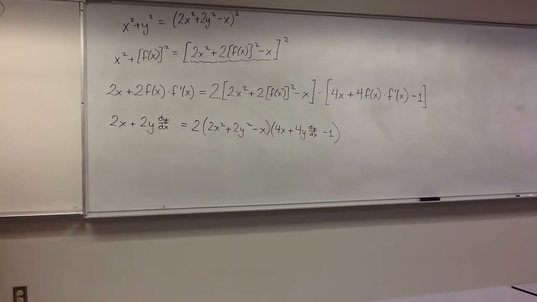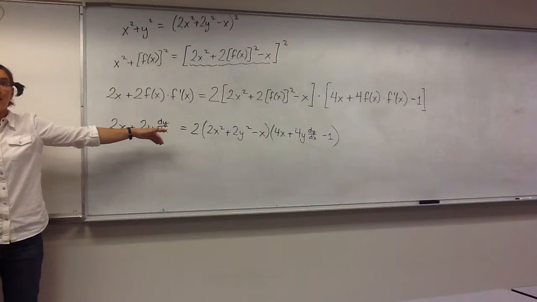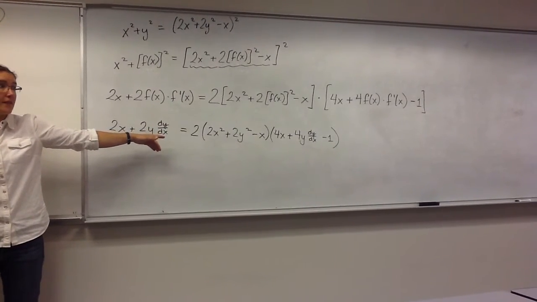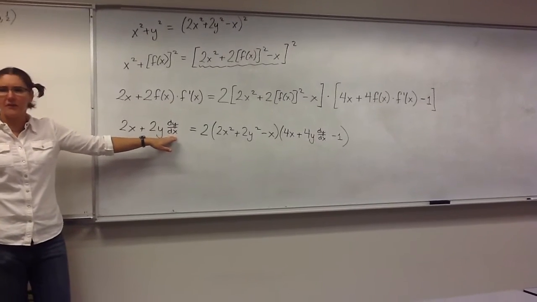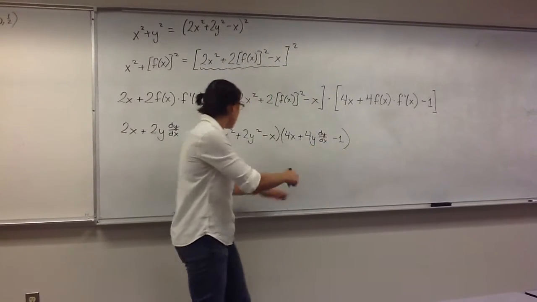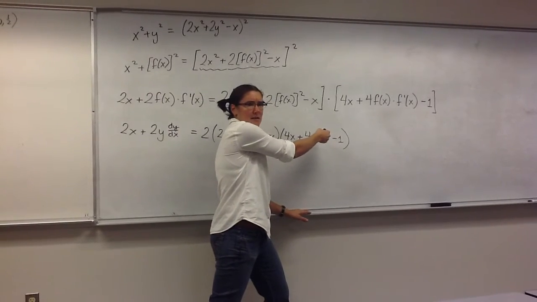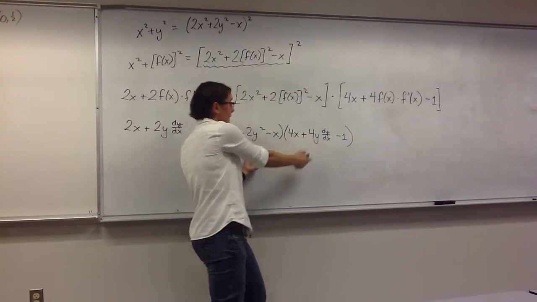All right, now my goal is to solve this entire expression for dy over dx. On the left side, I have one term that involves a dy over dx. On the right side, all of this stuff is multiplied together, and embedded in the middle of that product is this dy dx, which means that I need to expand all of this out.